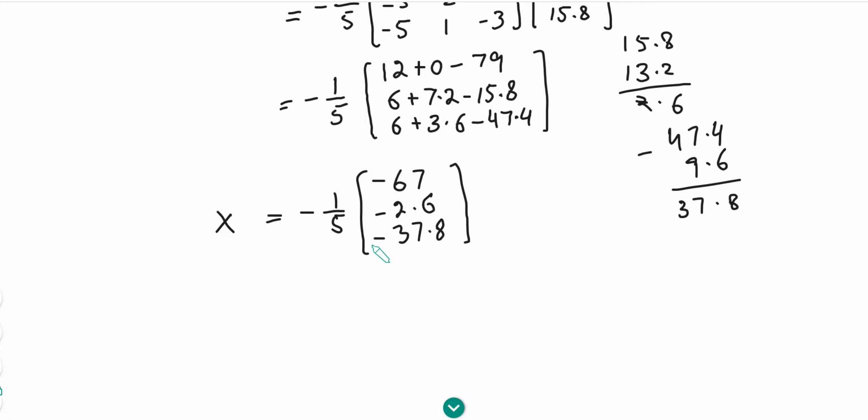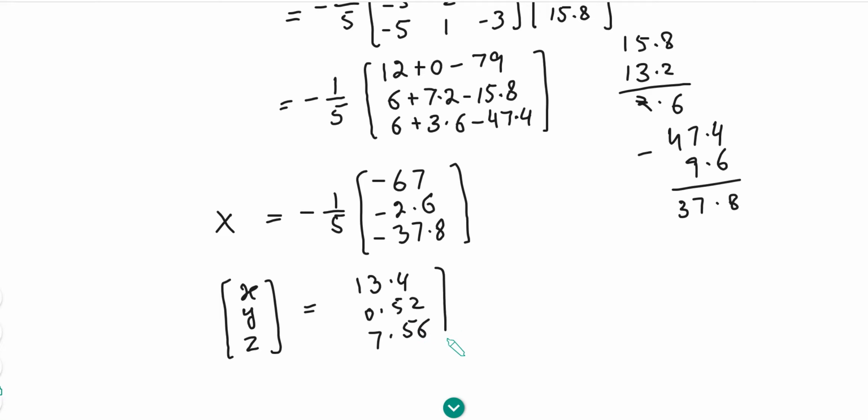Now we are dividing it by 5. This negative sign will cancel all the negative signs, and we know that our X matrix is X, Y, and Z. So this is equal to 67, negative gone, 67 divided by 5, the answer is 13.4 positive, and the next is 2.6, so this will be positive 0.52, and the third number is positive 7.56.